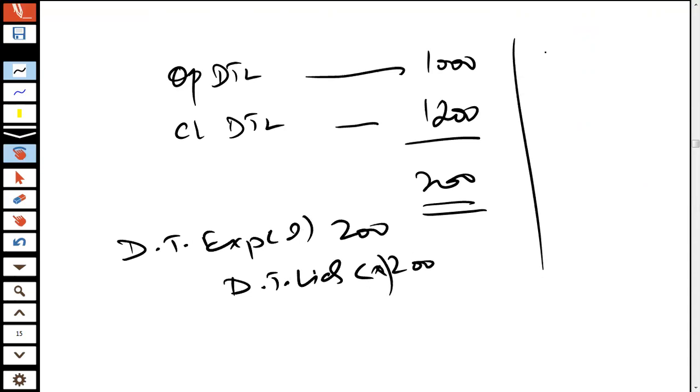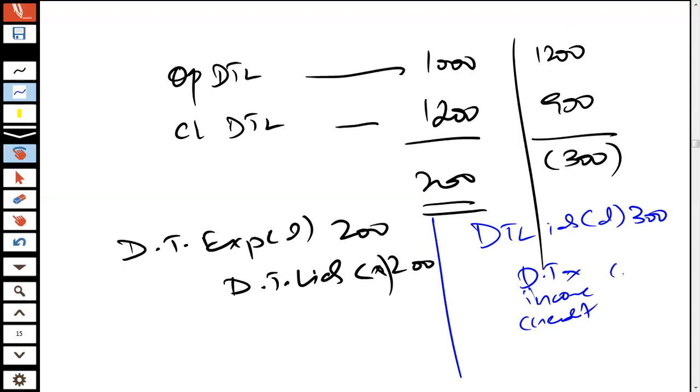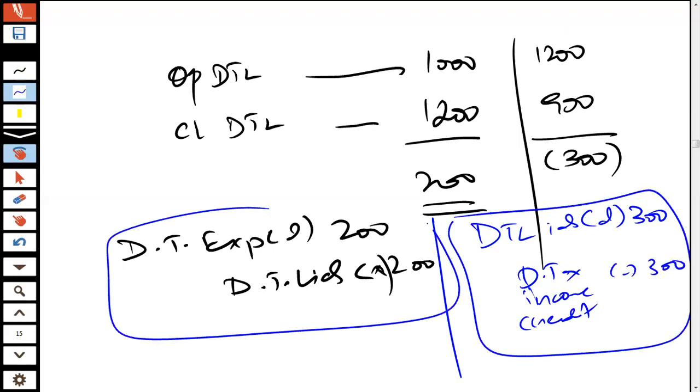In case the opening deferred tax liability is 1200 and the closing deferred tax liability is 900, that means there is a reduction in the deferred tax liability. How would you recognize the reduction? You would debit the deferred tax liability by 300 and credit the deferred tax income, also known as deferred tax credit, by 300. So you can have a deferred tax income, and you can have a deferred tax expense; both of them could arise.